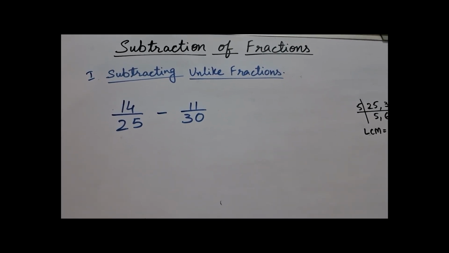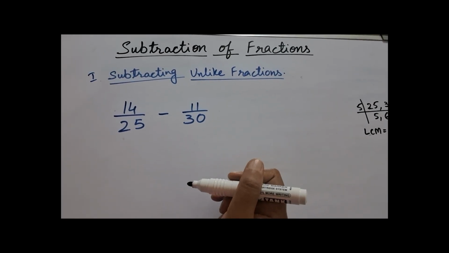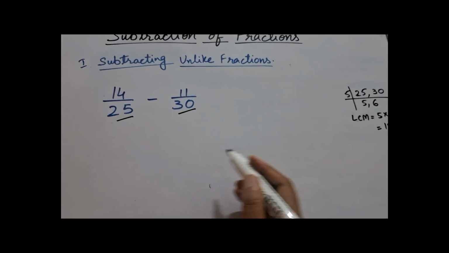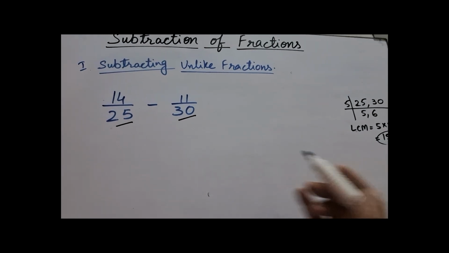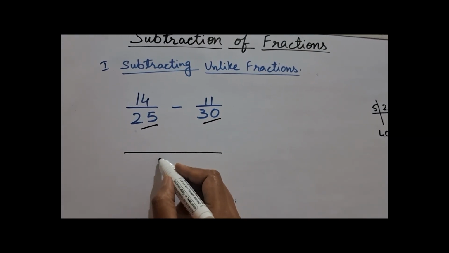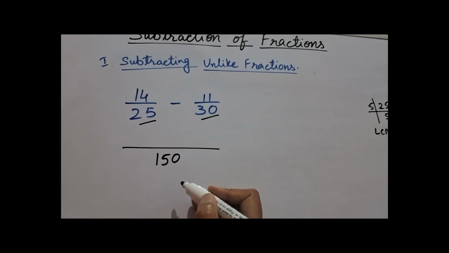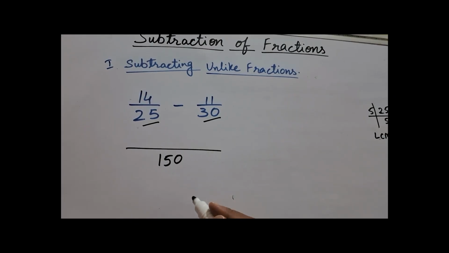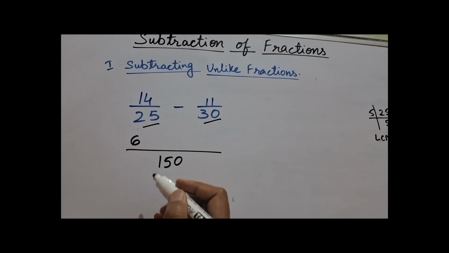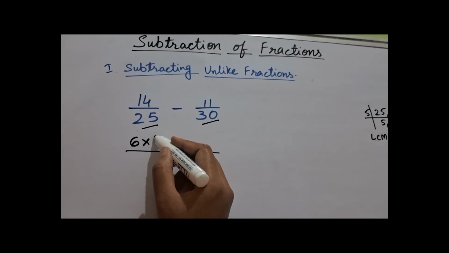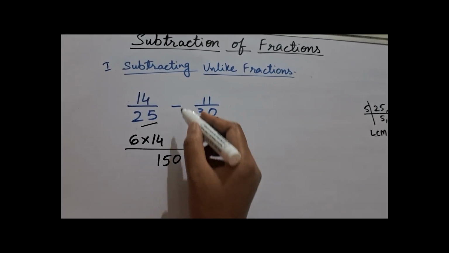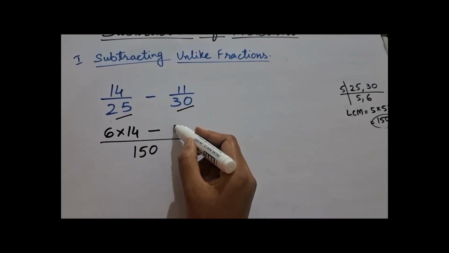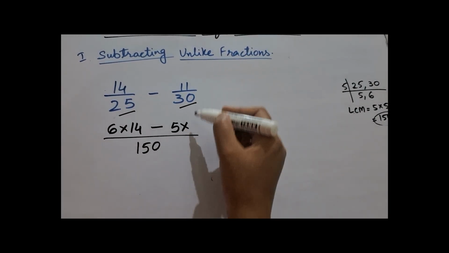Let us take another example, children. Here we need to subtract two unlike fractions. First we need to take the LCM of the denominators. The LCM of the denominators we got 150. So here in the denominator place write 150. Okay. And 25 6s are 150, that is 6 multiplied with numerator 14. Next, here minus is there, so put minus. 30 5s are 150, 5 multiplied with numerator 11.